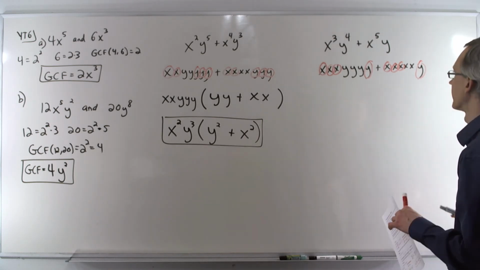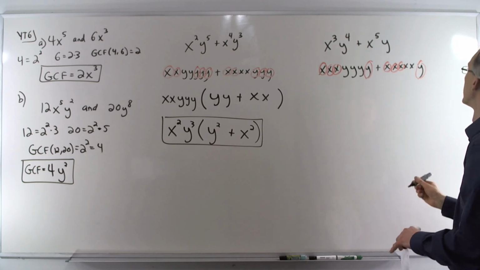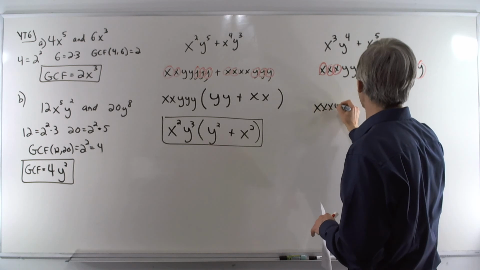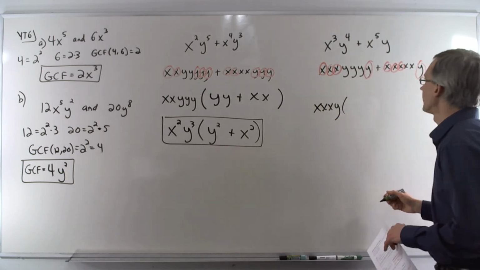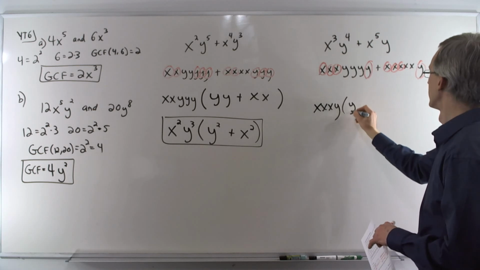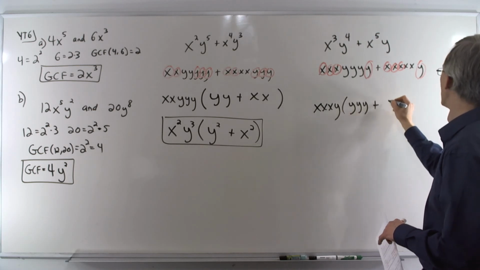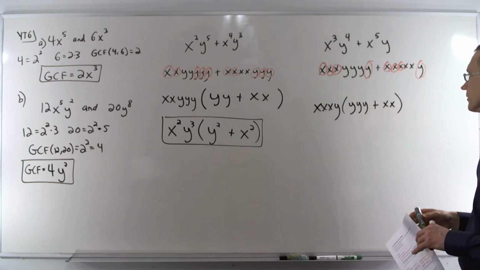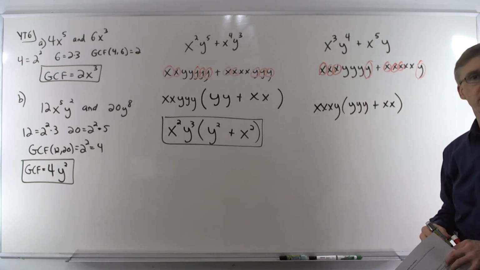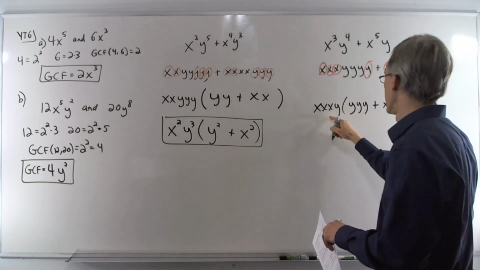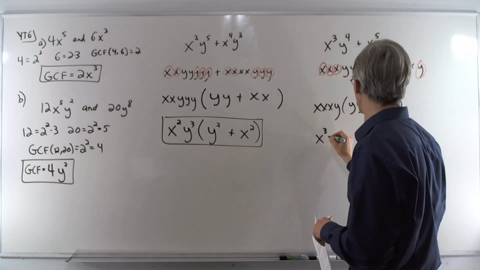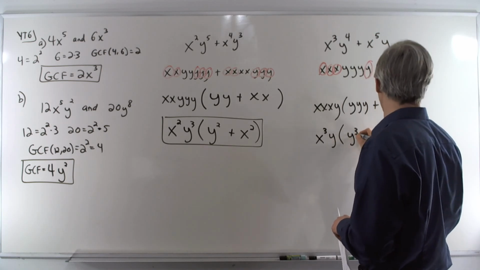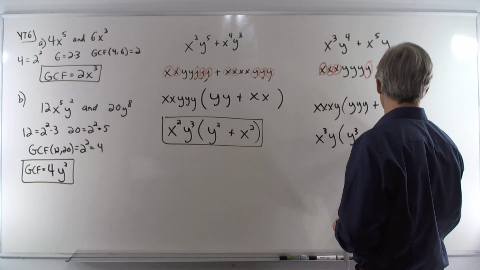There's our greatest common factor. So I'm going to pull this out in front. X, x, x, y. Now let's see what we have left. We've got 3 y's here. And 2 x's remaining over here. All right, now let's convert it back to exponential form. We have 3 x's, so that's x to the third power times y. And inside the parentheses, we'll have y to the third plus x squared.